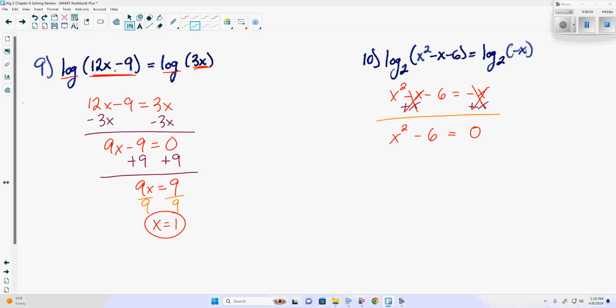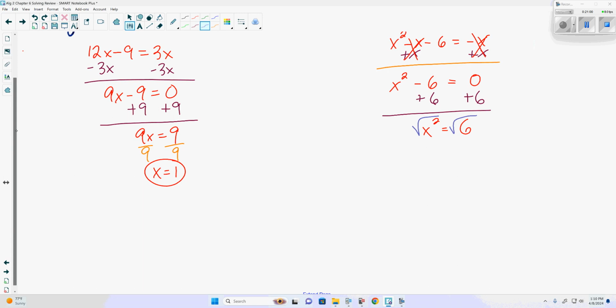Now to solve this, because there's no middle term, we can add 6 to both sides, telling us x squared is equal to 6. And the reason we're doing this is the square root method. If we don't have a middle term, we can do the square root method. I think y'all somewhat remember doing this. If we don't have an x term, we can get the x squared by itself, the number on the other side, and square root both sides.